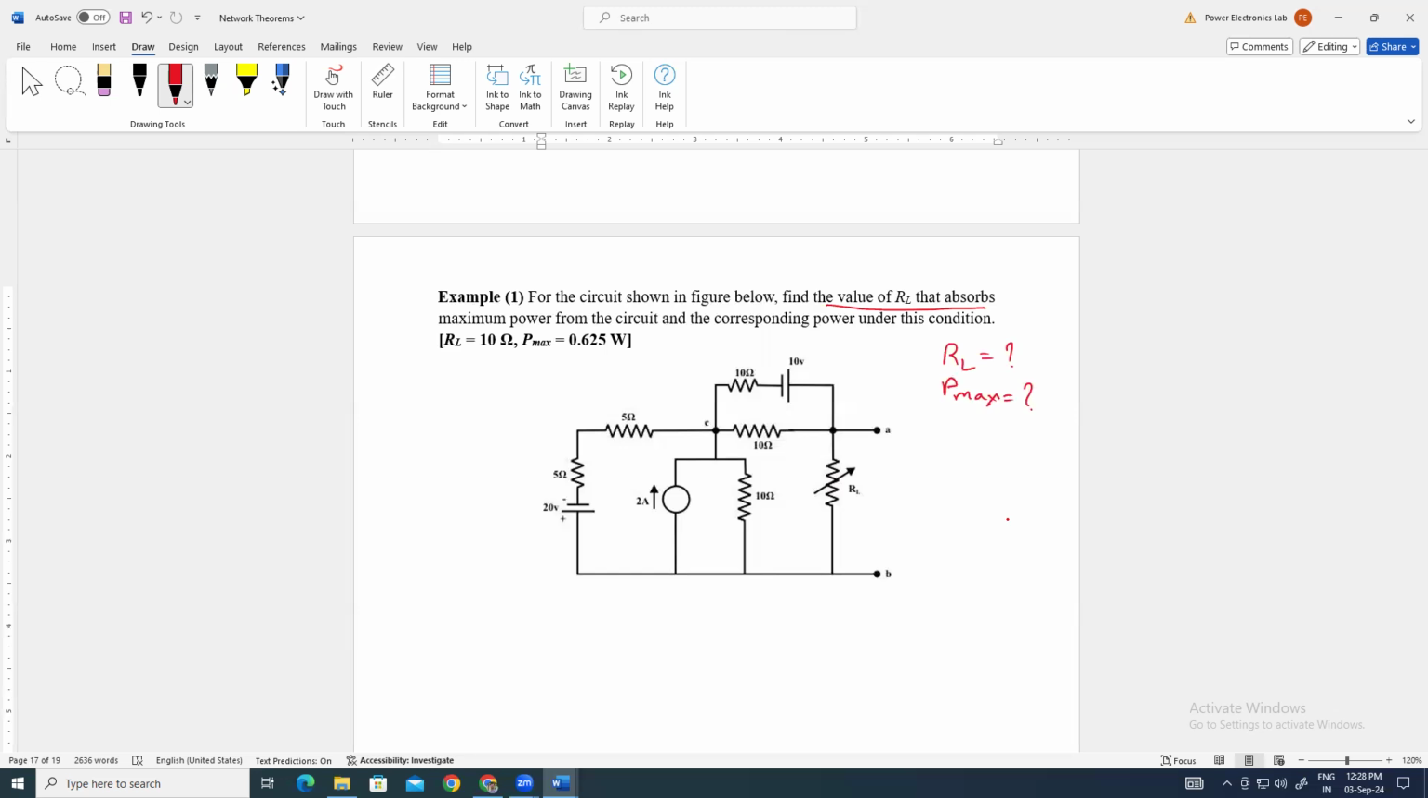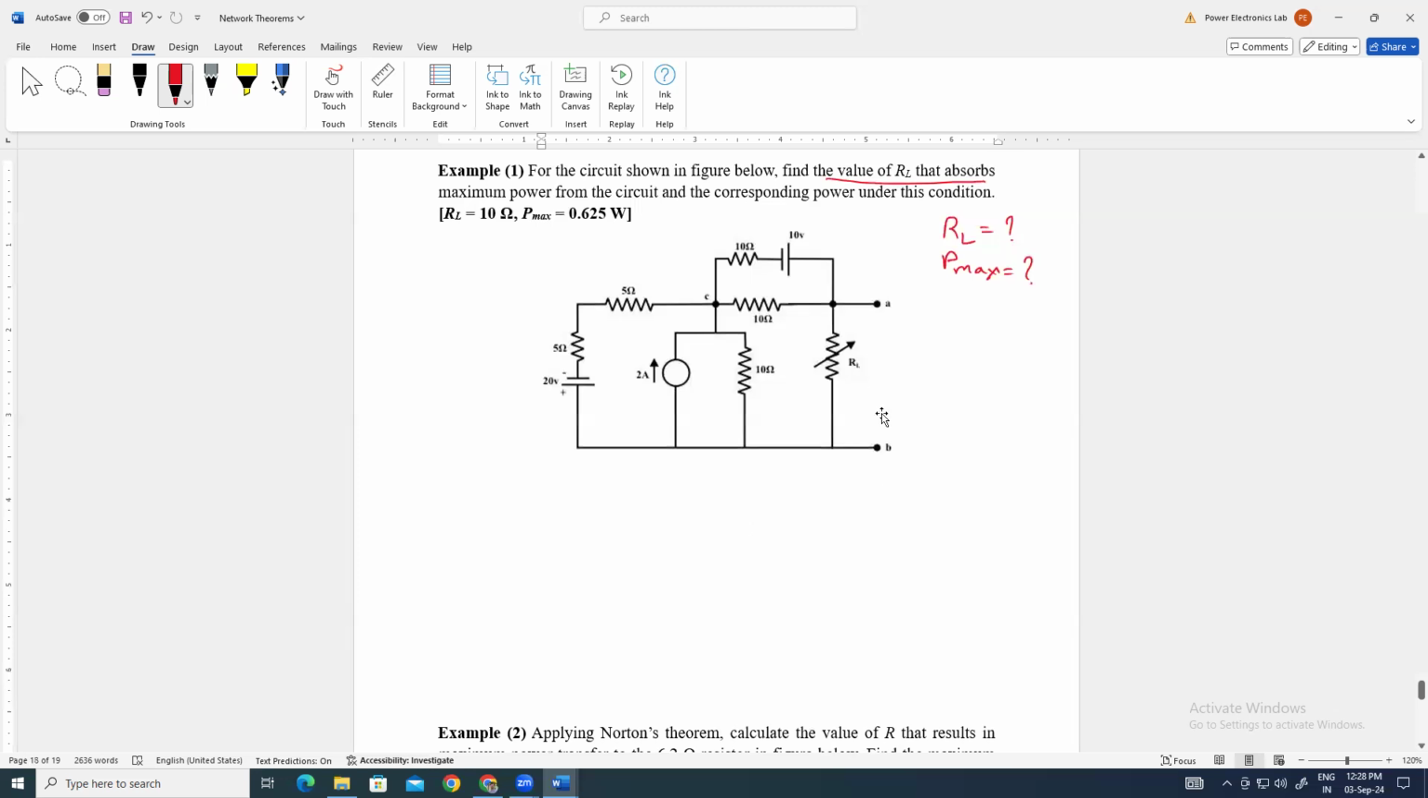So we can see that we have to apply Thevenin's theorem. According to Thevenin's theorem, we know already that the element connected between the two nodes, we will firstly remove.